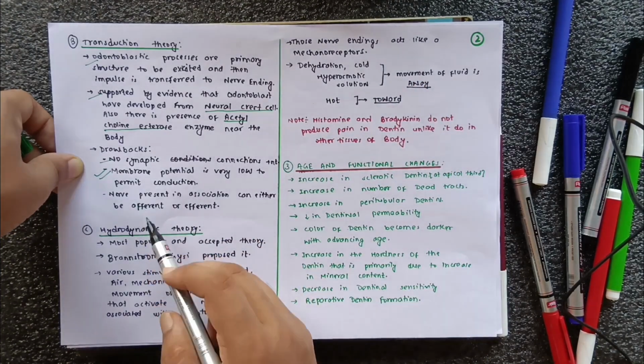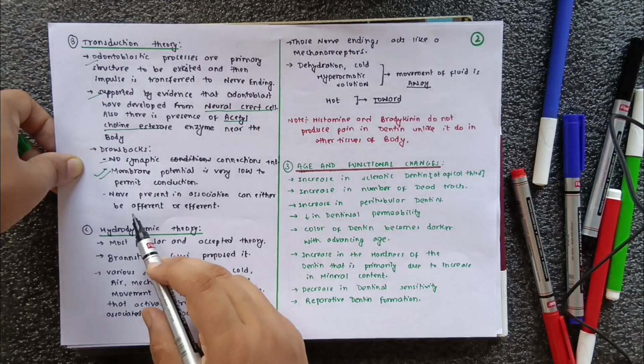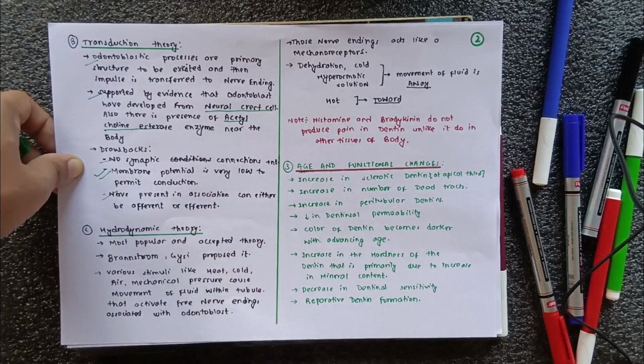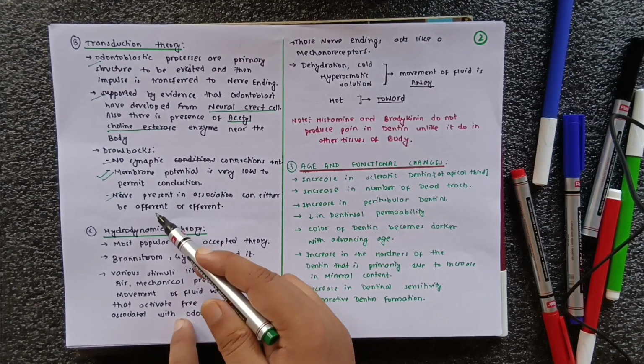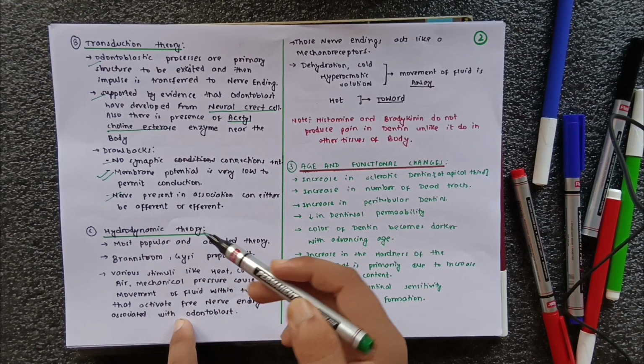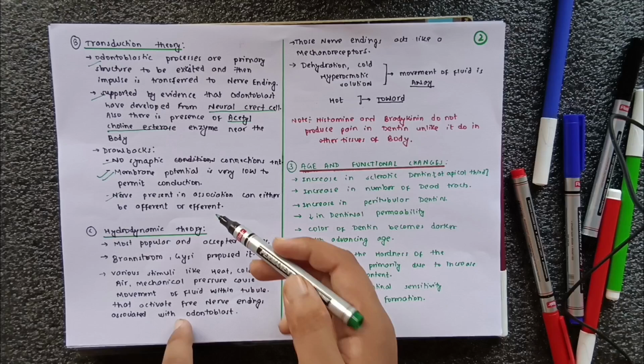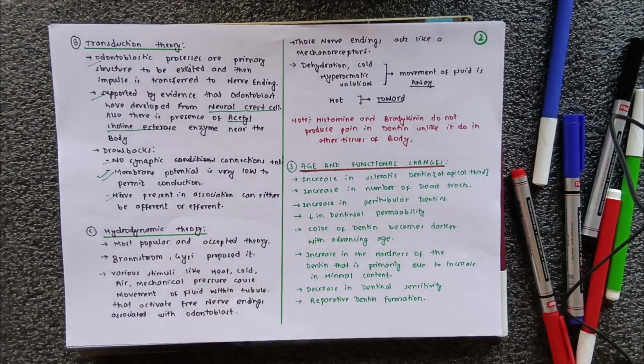After that, the nerve present in association can be either afferent or efferent. So you can say there is only the afferent nerve fiber, but there may also be efferent fibers. So that is one of the drawbacks of the transduction theory.